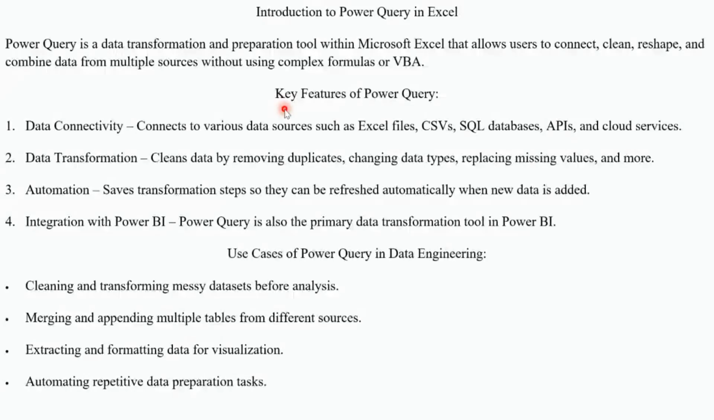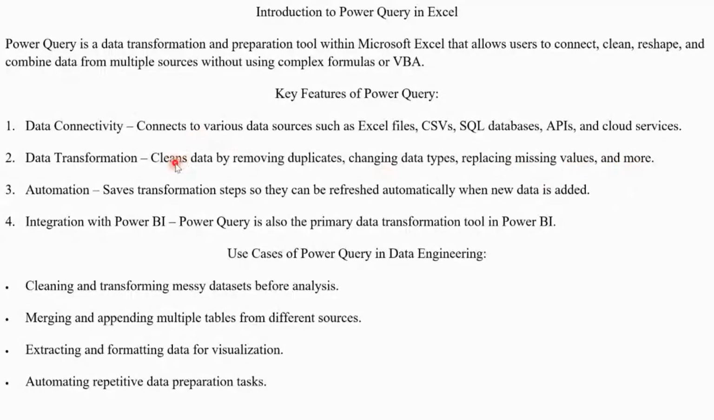Let's look at the key features of Power Query. Number one is data connectivity. That's one of the most important features of Power Query. You can connect to multiple sources: your Excel file, your CSV, your SQL database, APIs, and your cloud service. Then you can also do your data transformation there, that is, you clean data by removing duplicates, changing data types, replacing missing values and more.